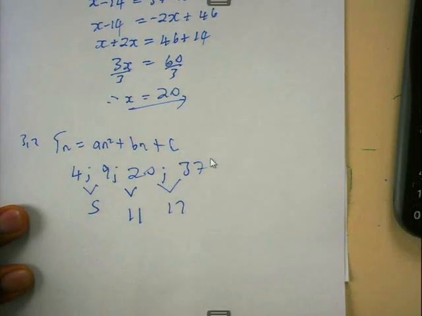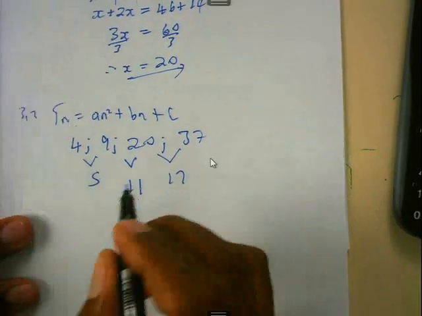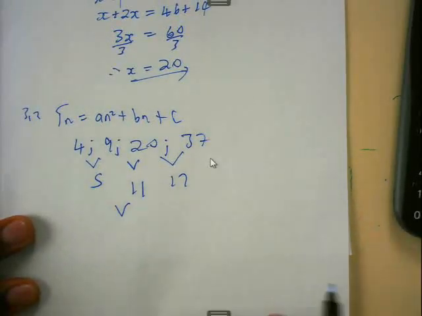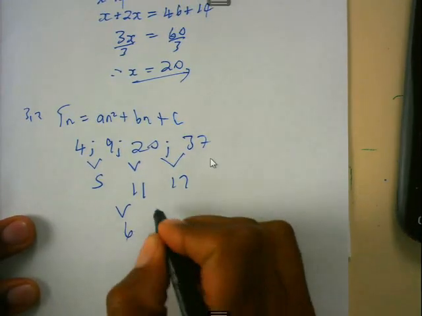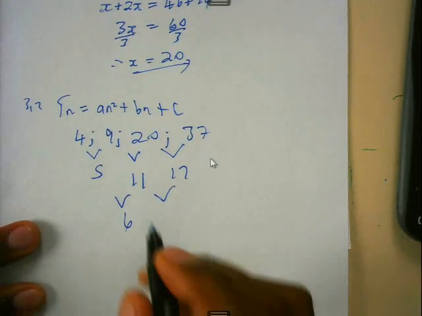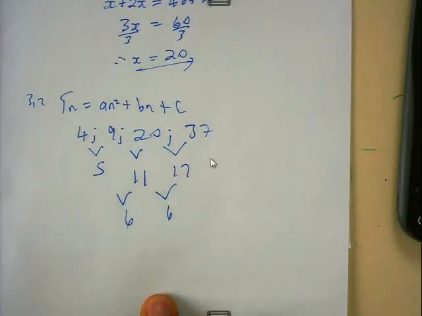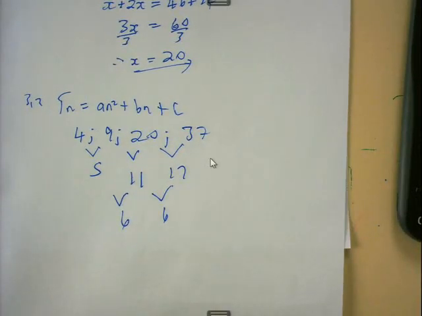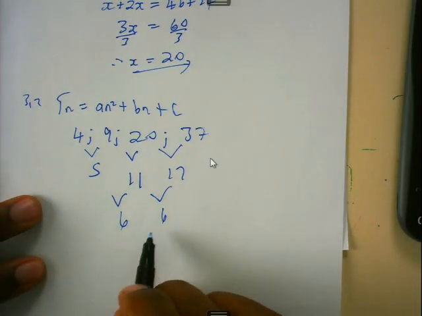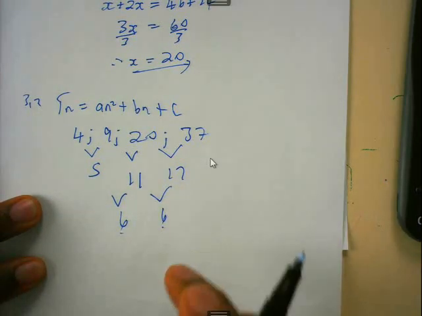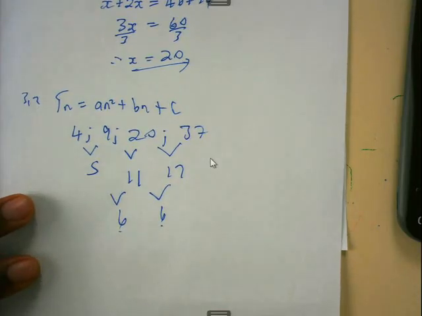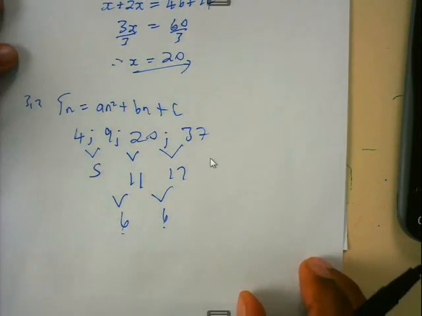Right, now from here, what is 11 minus 5? To be sure there, that is 6. And also 17 minus 11, it is also 6. Right, boys and girls, now you can see you have the second difference, which is 6. And this one here is a constant second difference, 6, 6. It must be the same for us to say we have the quadratic pattern.